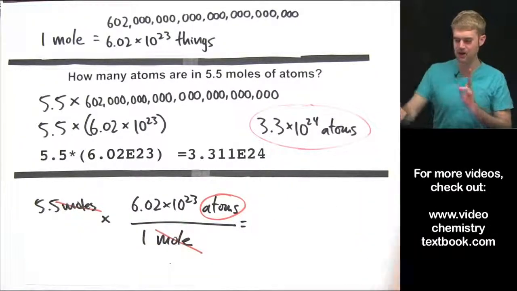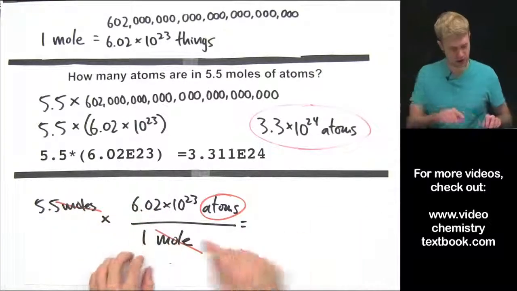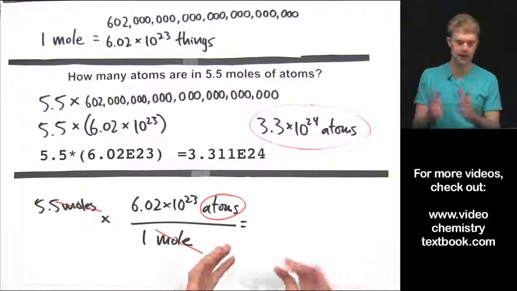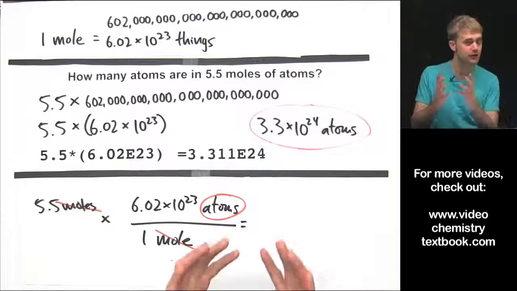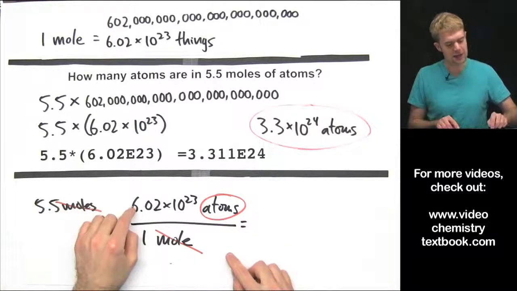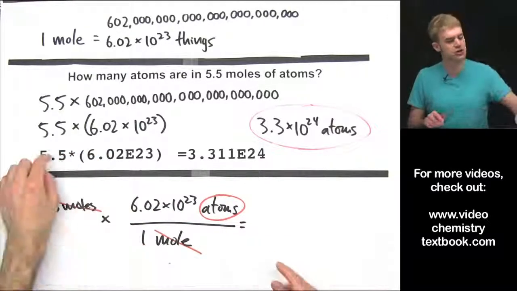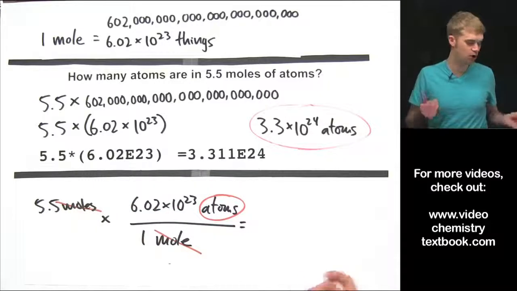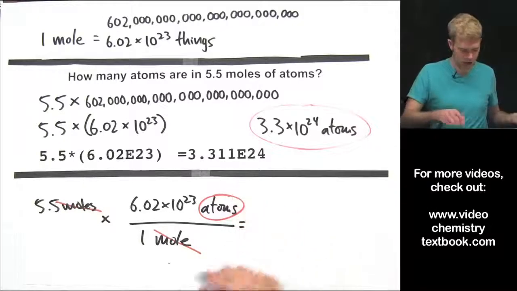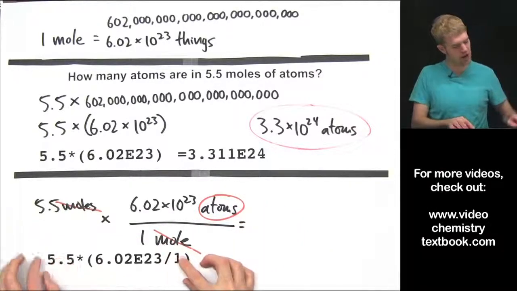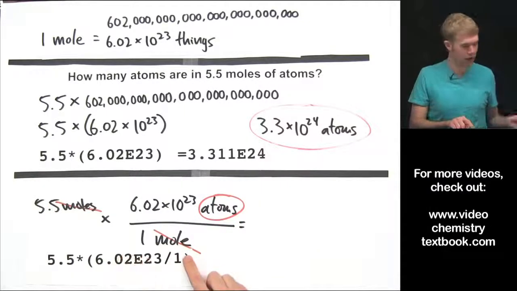Okay? What's the math I'm going to do? I'm going to do 5.5 times 6.02 times 10 to the 23rd divided by 1. Now you might realize that dividing this number by 1 doesn't really change anything. So all the math we're really doing is just 5.5 times 6.02 times 10 to the 23rd, which is exactly what we did up here. So you could just type this into your calculator and get this as an answer. Or, which would be totally fine, you could decide that you want to put this whole conversion factor in, and you could type it in like this. 5.5 times, and then parentheses, 6.02 E23 divided by 1.